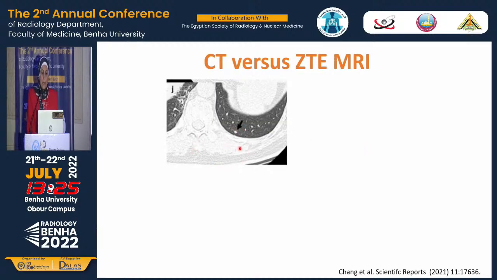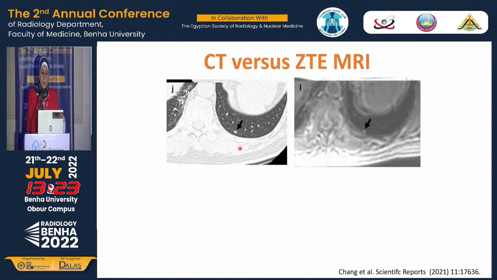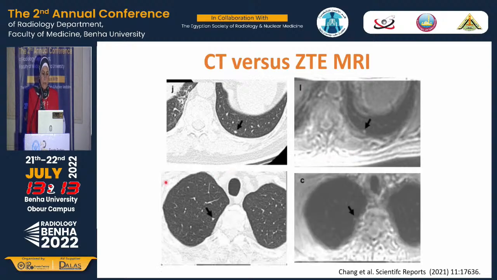This is a tiny pulmonary nodule on the CT, and this is the corresponding ZTE MRI, where we can see exactly the same nodule by MRI in spite of it being a very minute nodule. And this is another example of another tiny pulmonary nodule at the right lung, and the ZTE can nicely demonstrate this pulmonary nodule as well.